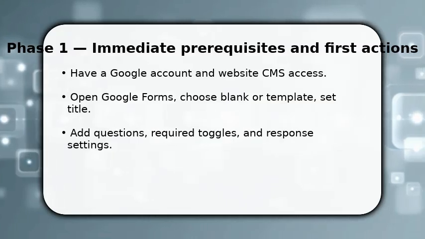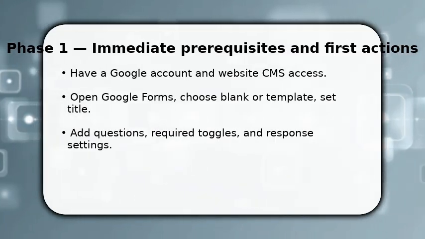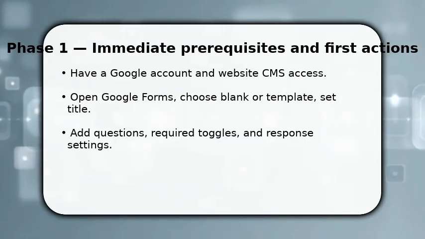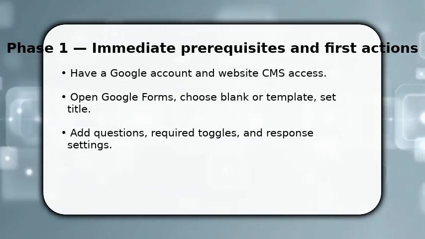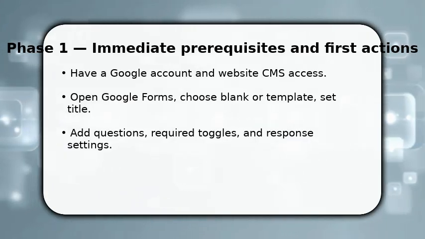You already need a Google account and access to your website editor. Once you have that, open Google Forms and create a new form. Start with a clear title and add the first questions. Choose types: short answer, multiple choice, and mark required fields when needed.